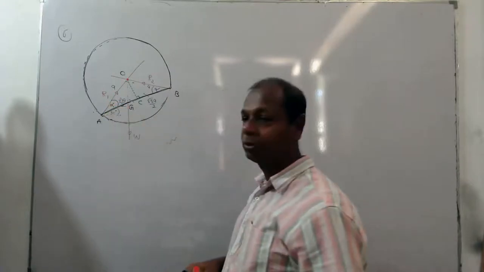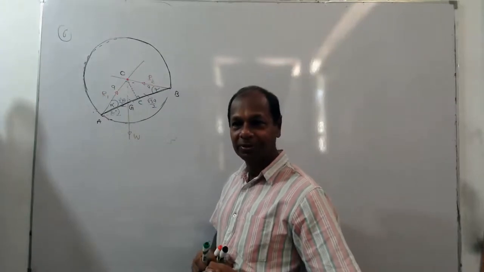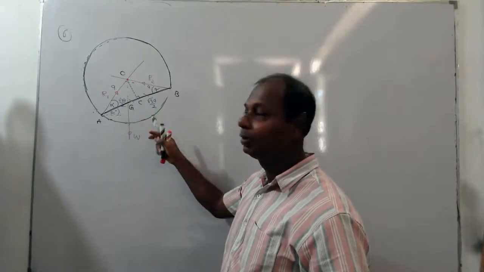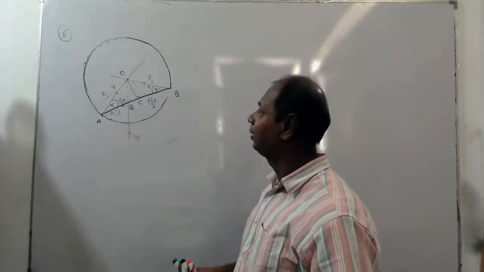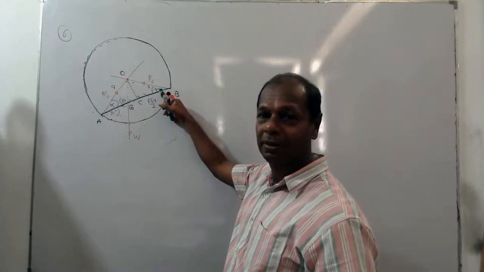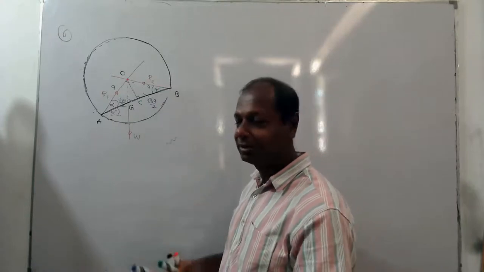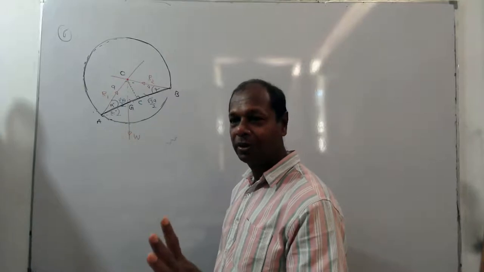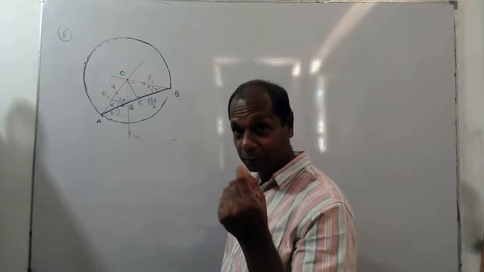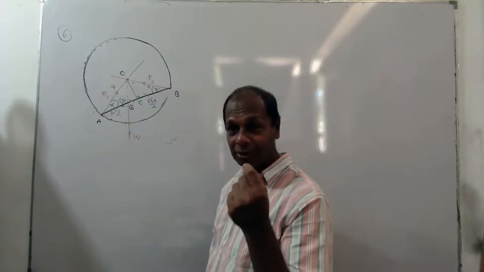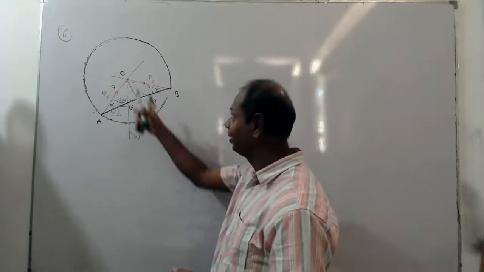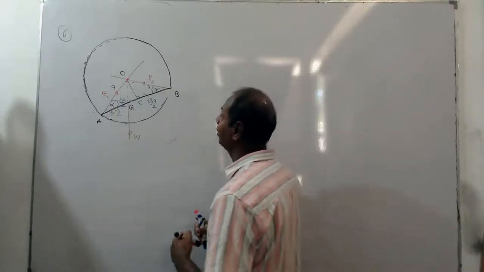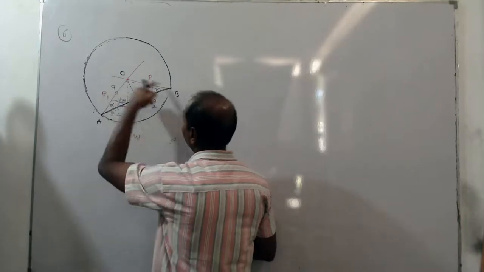So each part is root 3 over 2. Anyway, now can't I find alpha? Once you do this, lay a normal from the origin to the rod, that's all. If you don't find the angle, this is all your geometry.